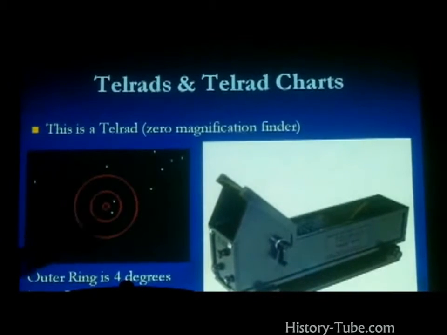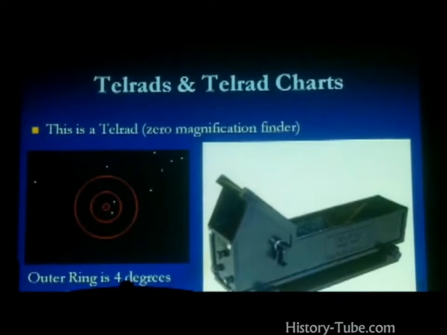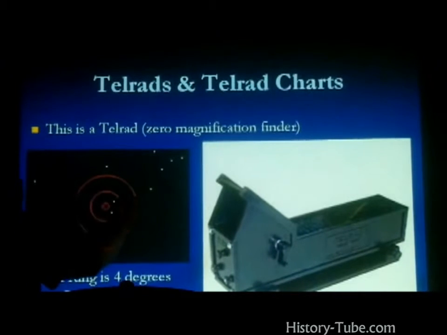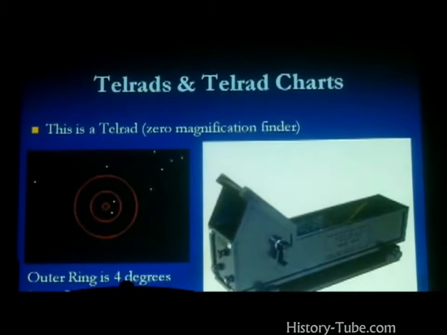You're going to see a bunch of red concentric circles. And those are not just randomly chosen sizes. These are very, very specific sizes. The outer ring is 4 degrees. The inner ring is 2 degrees, and that little tiny one in the middle is half a degree.